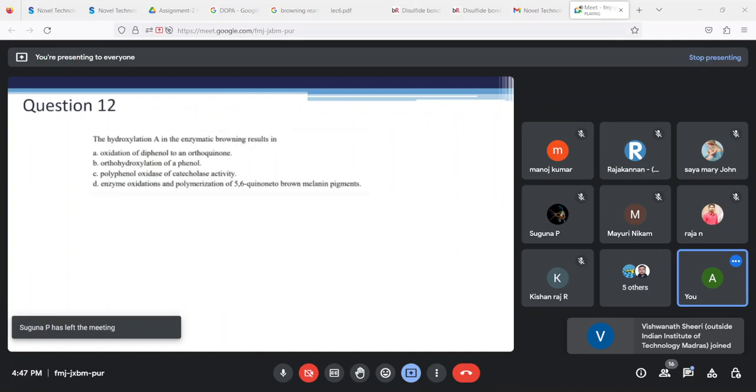Okay, moving to question 12. The hydroxylation A in enzymatic browning results in: A, oxidation of diphenol to an orthoquinone; B, ortho hydroxylation of a phenol; C, polyphenol oxidase or catechol activity; and D, enzyme oxidations and polymerization of 5,6 spinato brown melanin pigments. So what are the different reactions that happen in enzymatic browning?